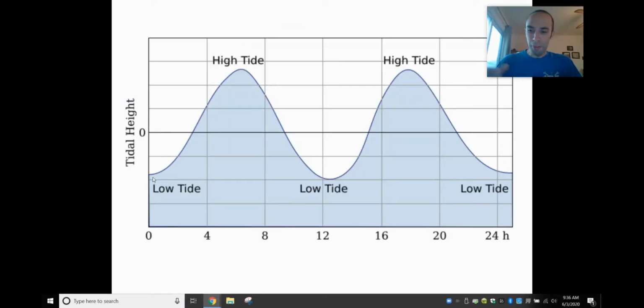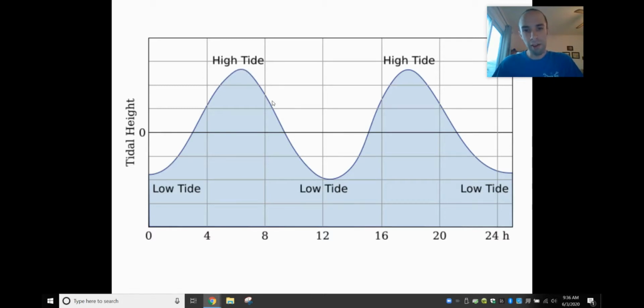And then at some point during the day, probably about 6 hours later, the ocean level is going to start to come back up again. And now the water level comes back up, and you aren't going to be able to walk out to that location anymore. So now we're experiencing high tide about 6 hours after.